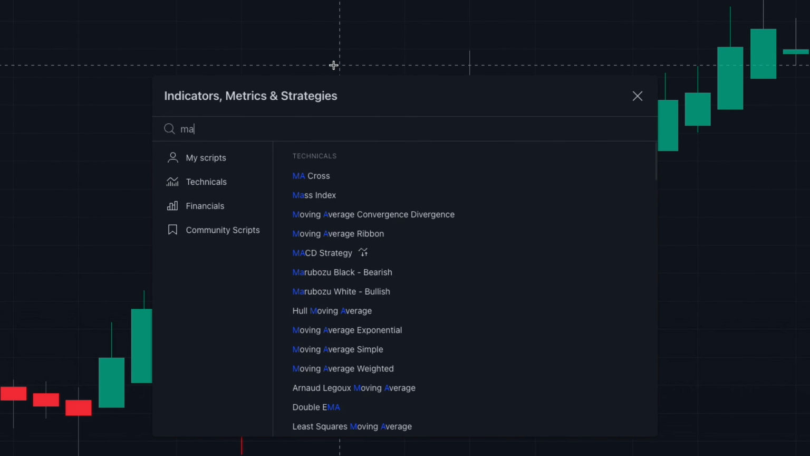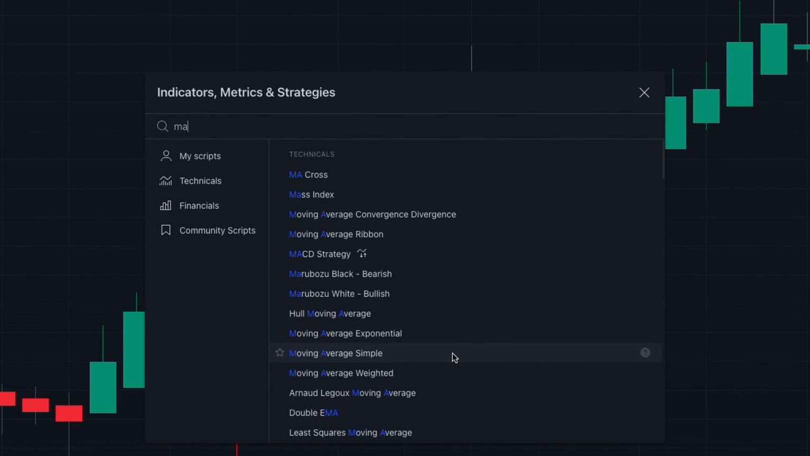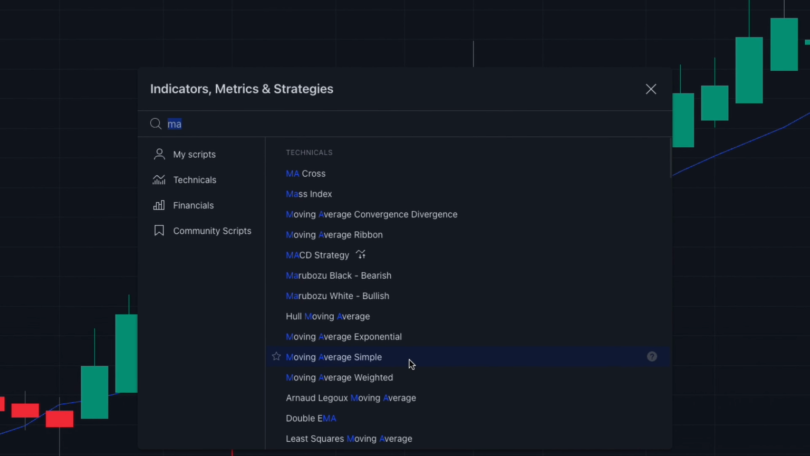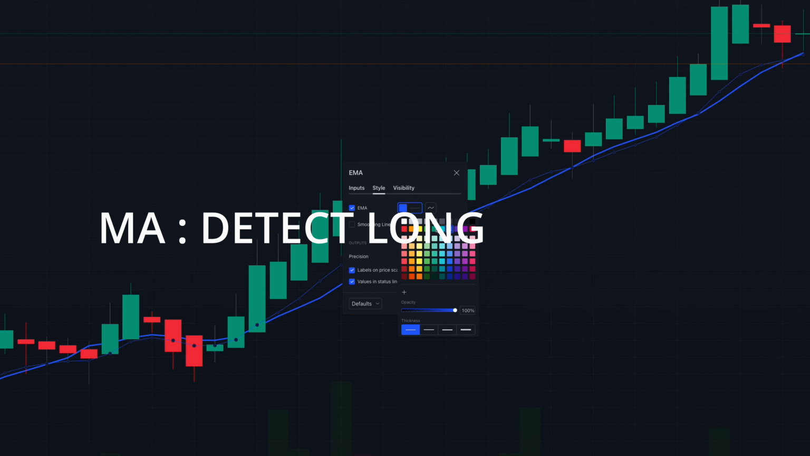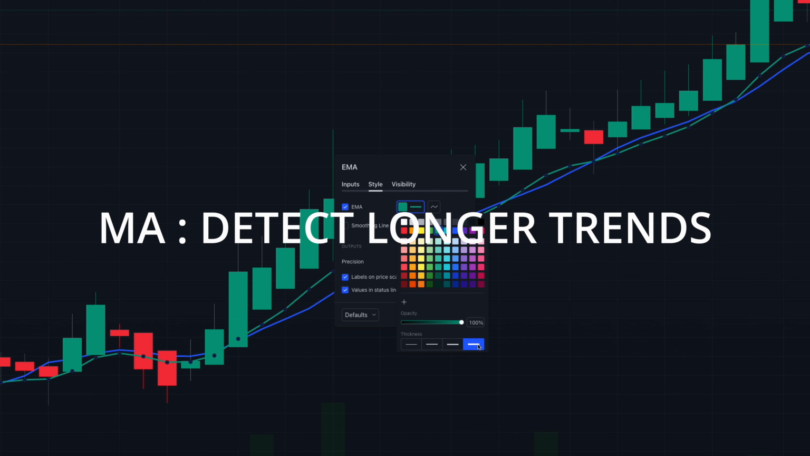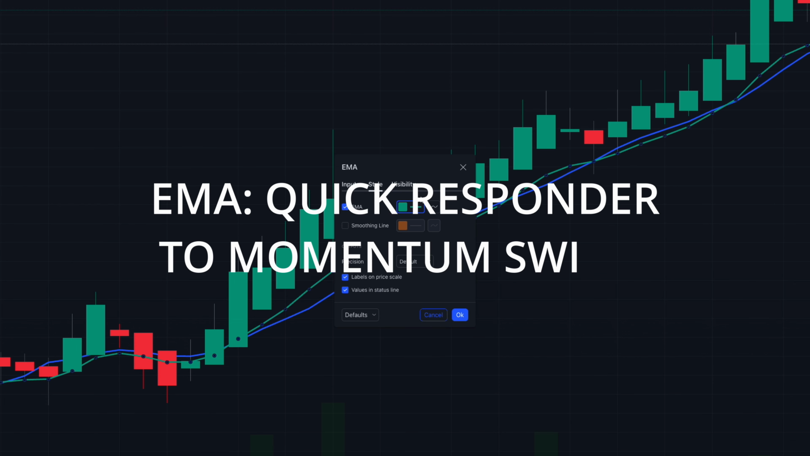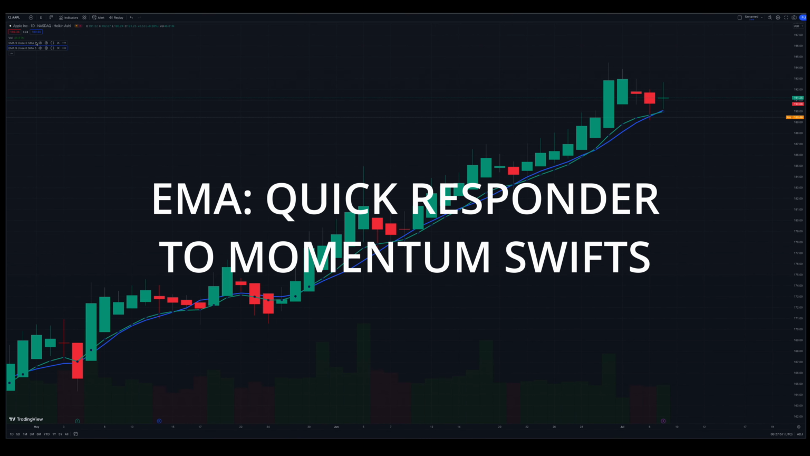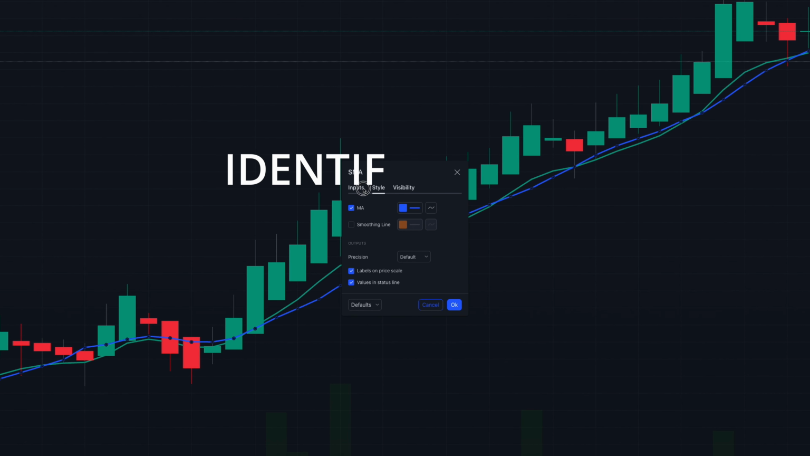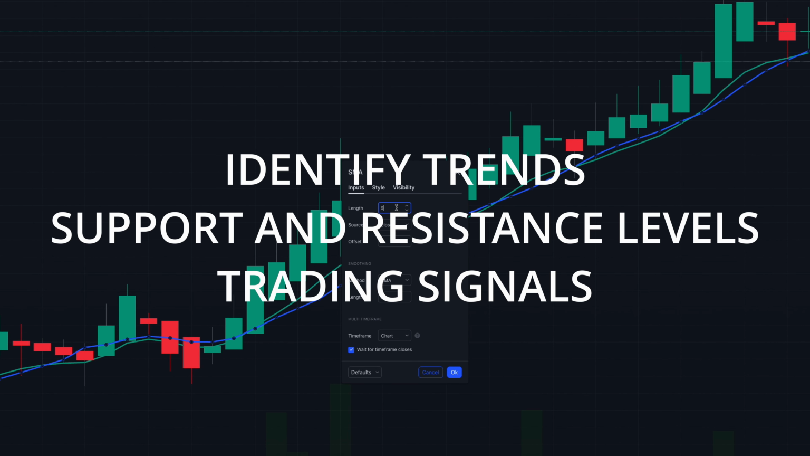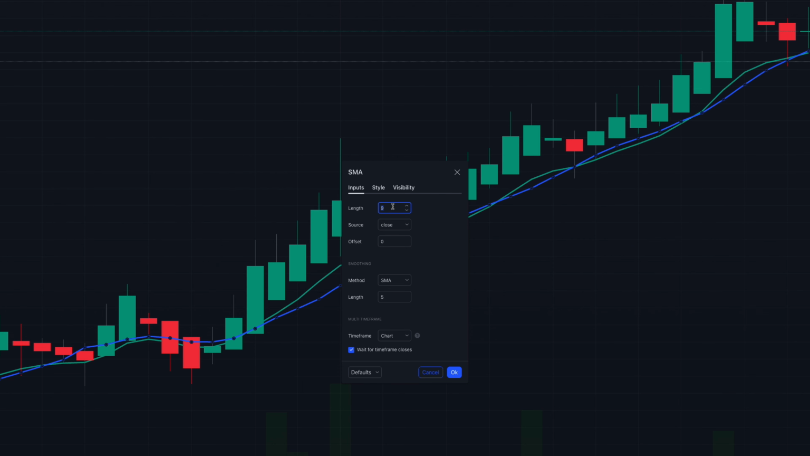As we increase the values or periods of our MA-EMA, the line of the indicator becomes smoother, reacting slower to price changes. That's why we use both MA to determine longer trends and EMA as our quick responder to momentum shifts. The SMA and EMA are invaluable tools in technical analysis. They help identify trends, movable support and resistance levels, and generate trading signals depending on the strategy and time frame.